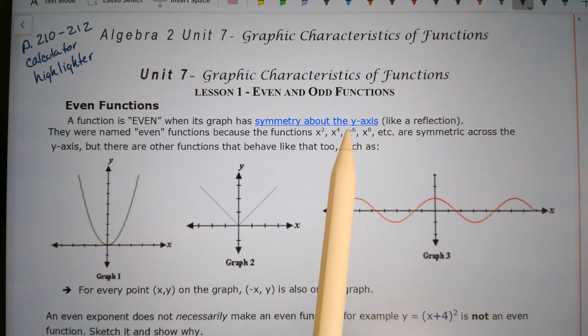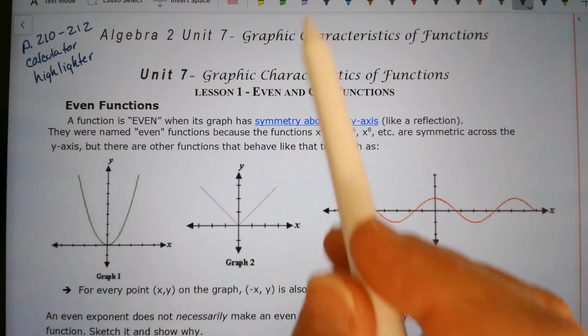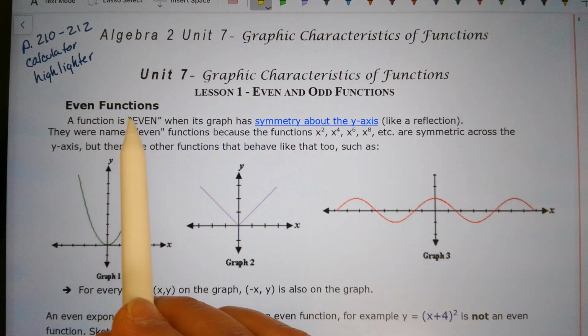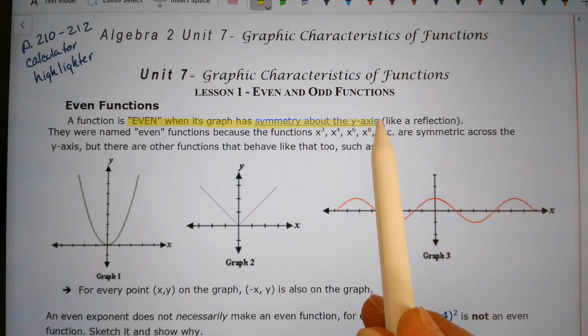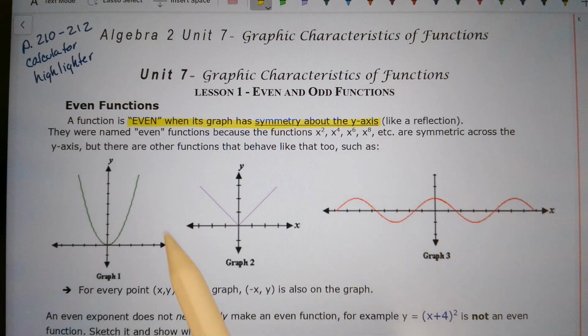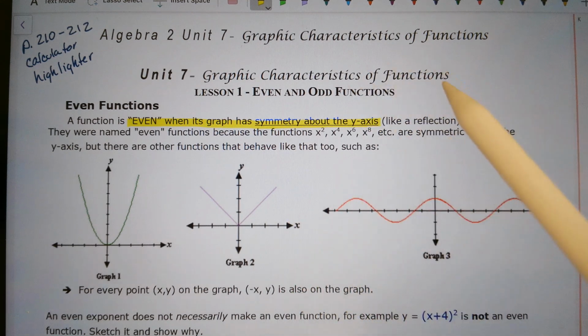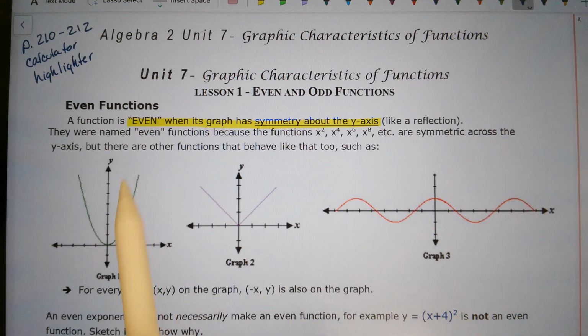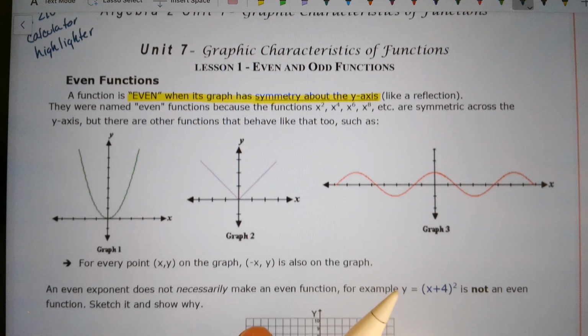Even and odd functions. A function is even when its graph is symmetric about the y-axis, like a reflection. They were named even functions because the functions x squared, x to the fourth, x to the sixth, etc. are symmetric across the y-axis. But there are other functions that behave like that too, such as the following.